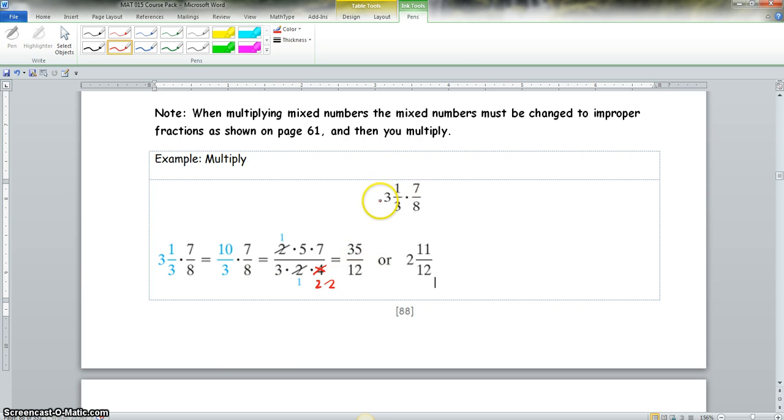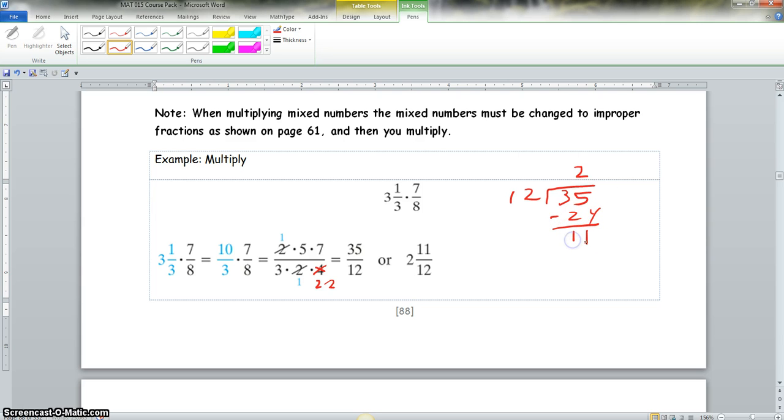Since our problem started out as a mixed number, and if we can make our final answer a mixed number, we should. So this is how we would do it. We would take 12 into 35. 12 goes into 35 twice.